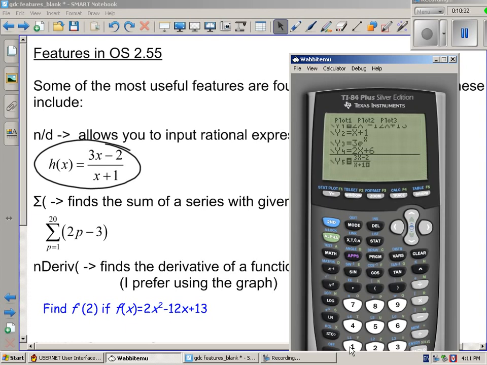You could obviously do this before. It's just that you had to remember some brackets. And it's nice and easy to find now.